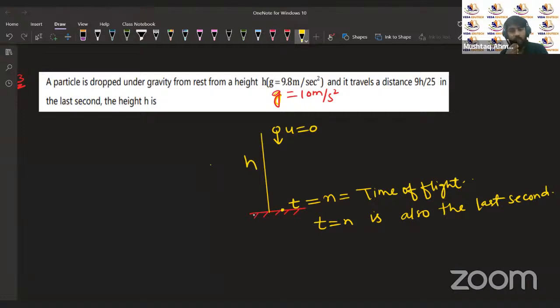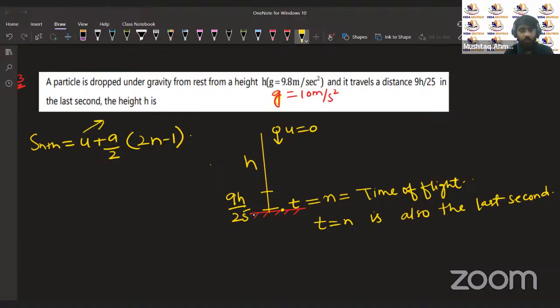And it travels a distance 9h over 25 in the last second. The height h is? The distance it travels in the last second is 9h over 25. And we know that the distance covered in the nth second is given as u plus a by 2, into 2n minus 1. So this is the distance covered in the nth second, and here we have to calculate the distance covered in the last second, so n here will be the last second.